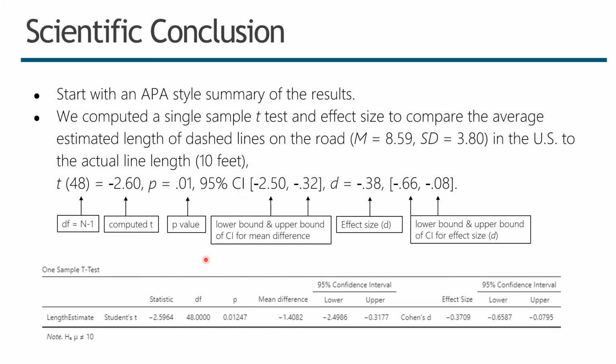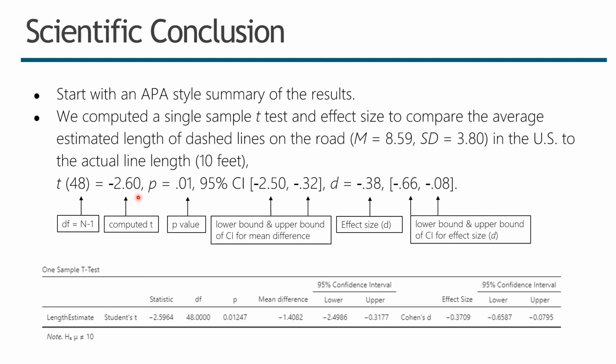Then after this, we have a giant string of numbers, so let's go through what all these numbers are. The first number in parentheses here is the degrees of freedom for the test, which is n-1, and all these numbers are listed in the output below. Then you have the t that we computed, which is negative 2.60.